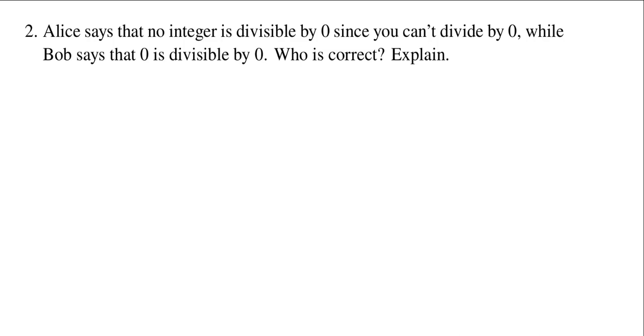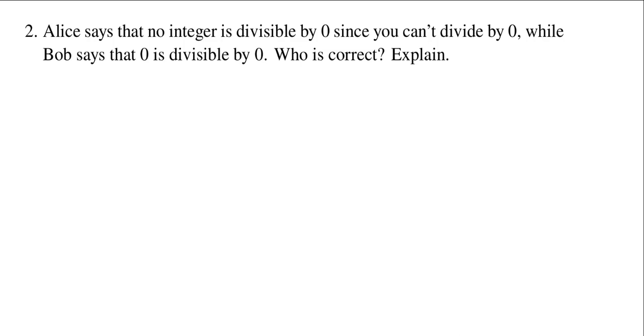State Fullerton, Math 302. So, in this problem, we have two competing opinions. Alice says that no integer is divisible by zero since you can't divide by zero, right? Which is true, you can't divide by zero. Bob, on the other hand, says that zero is divisible by zero. Who is correct? Explain. Well, of course, they're going to have different opinions if they're using different definitions. So we have to go back to what is our definition of divisible.